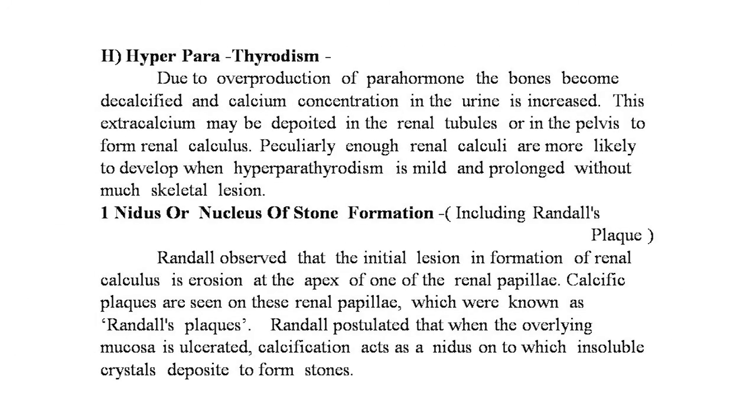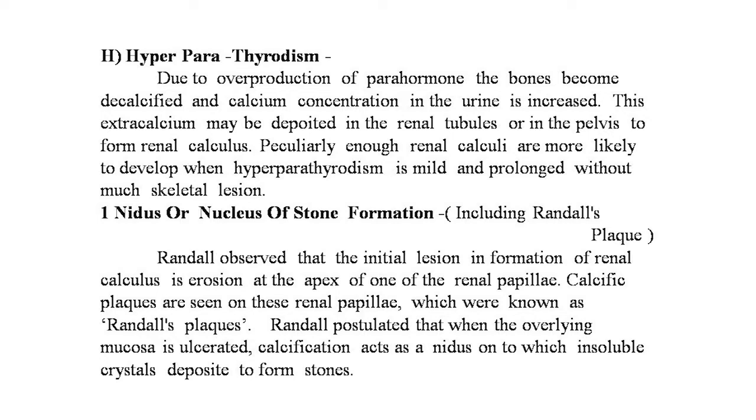Next point is hyperparathyroidism. Due to the overproduction of the parathormone, the bones become decalcified and calcium concentration in the urine is increased. This extra calcium may be deposited in the renal tubules or in the pelvis to form renal calculus. Particularly, renal calculi are more likely to develop when hyperparathyroidism is mild and prolonged without much skeletal lesions.